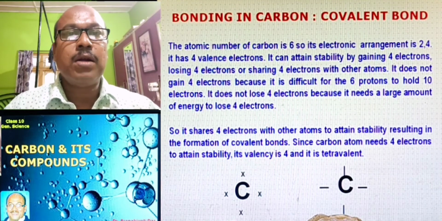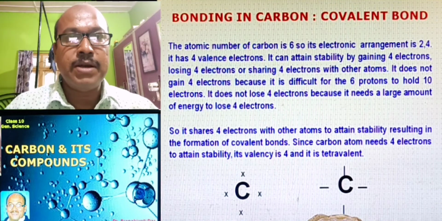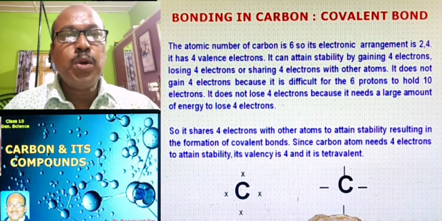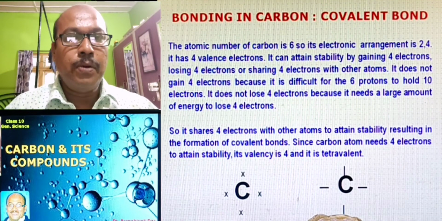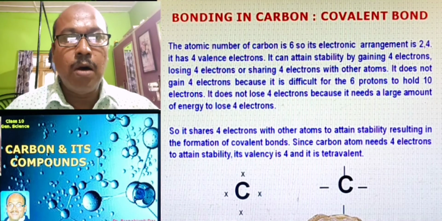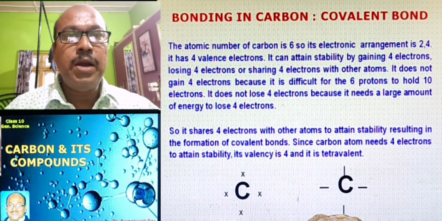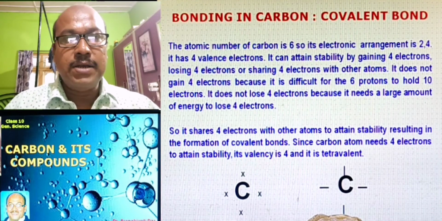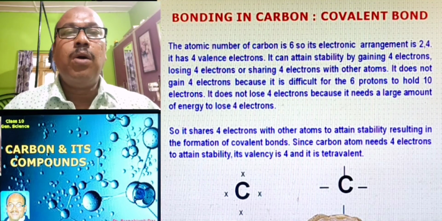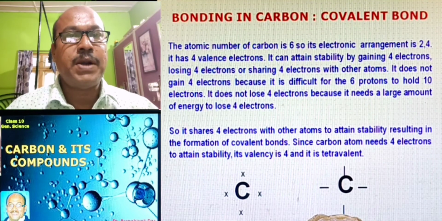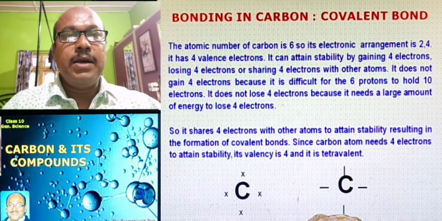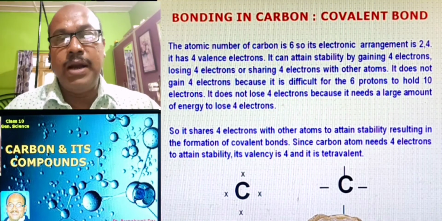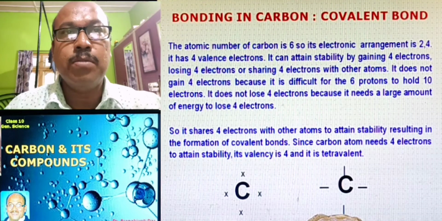Therefore, carbon cannot accept 4 electrons from any element. Neither can carbon donate all these 4 electrons, because the carbon atom does not have that much energy to release all the 4 electrons from its outermost orbit. That is why carbon has only one option left, and that is to share all the 4 valence electrons present in its outermost orbit, and in this way, by sharing the 4 electrons, carbon forms covalent bonds.